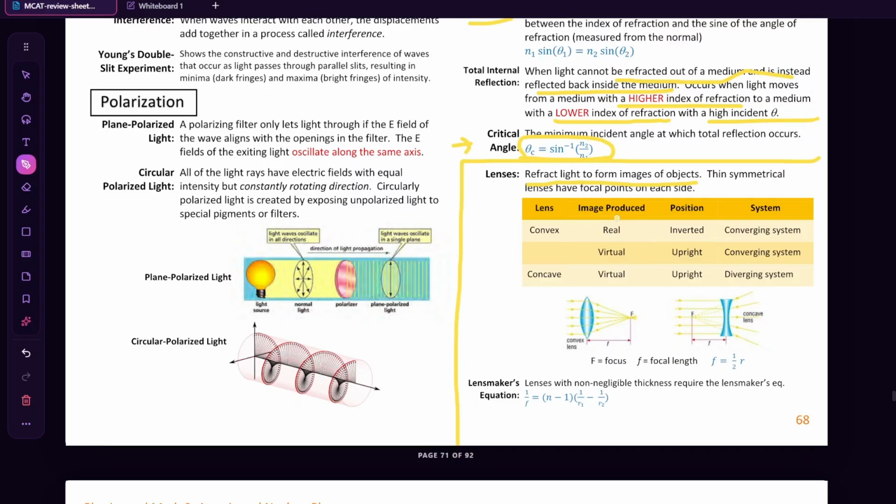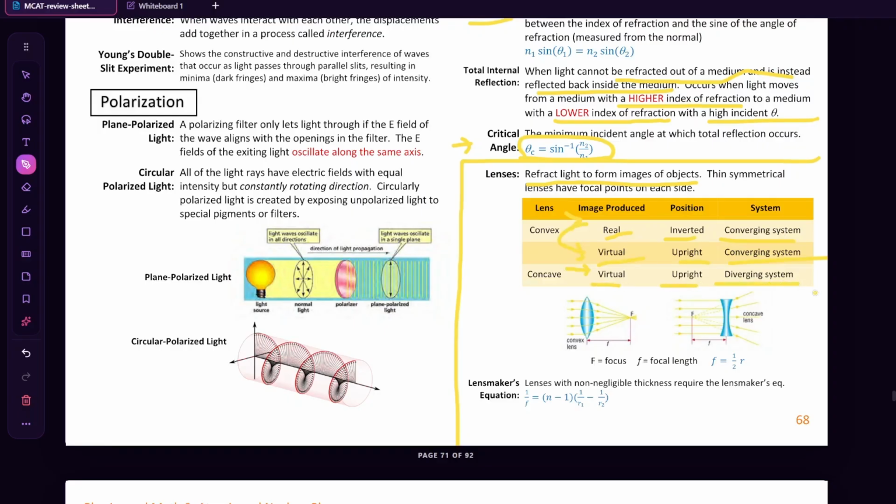So with a convex lens, you get an image produced that's real, inverted, and the system is converging. So just like with the concave mirror, whether the resulting image is real or virtual depends on where the object is placed relative to the lens focal length. So an object farther than the focal length gives a real inverted image. An object closer than the focal length gives a virtual upright image. And that's why you have these two scenarios that can happen with convex. And with concave, you only have one, where you have a virtual upright diverging system.